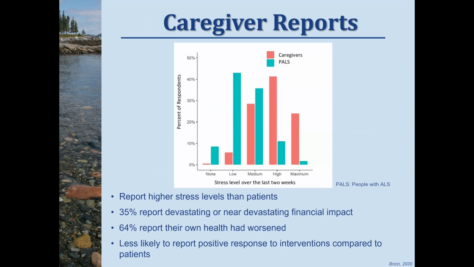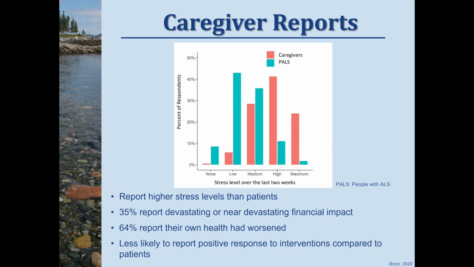Taking that a step further, this study looked at patients with ALS and their caregivers, who were surveyed and asked, what has your stress level been over the last 2 weeks? The blue is the stress level of the ALS patients. They're ranging in the low to medium range, where the caregivers are in the high to maximum range. So the caregivers are actually experiencing more stress than the patients are.